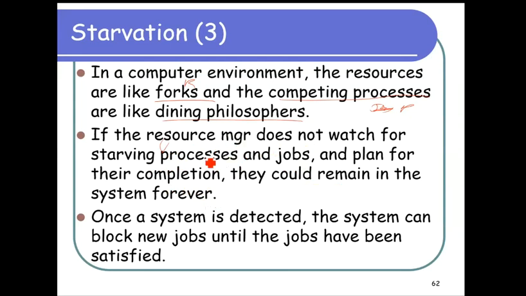So if the manager does not watch for starving processes, a process that has waited for a very long time, and does not plan anything for them, it could remain in the queue forever. Once starvation is detected, the system can block new jobs until the starving jobs have been satisfied.